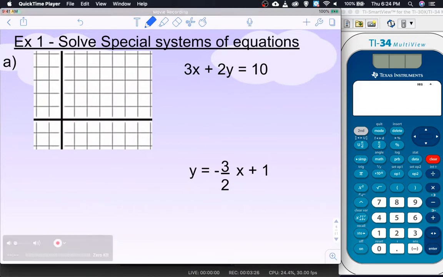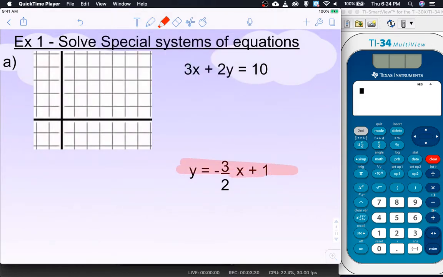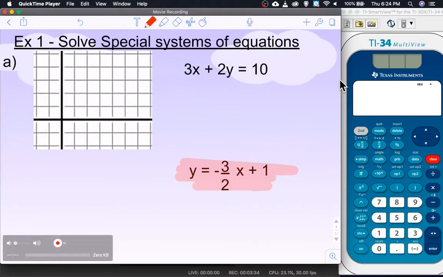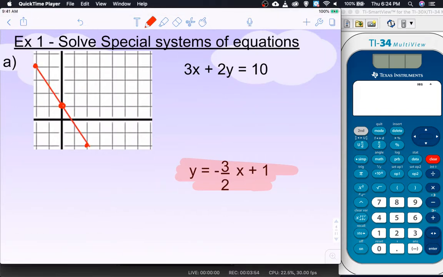The bottom one, I'm going to do in red. And I might as well just graph it now because it's already in slope-intercept form. So my y-intercept is +1. My slope is down 3 over 2, down 3 over 2, dot. And in reverse, up 3 over 2, dot. And that's the line we got.